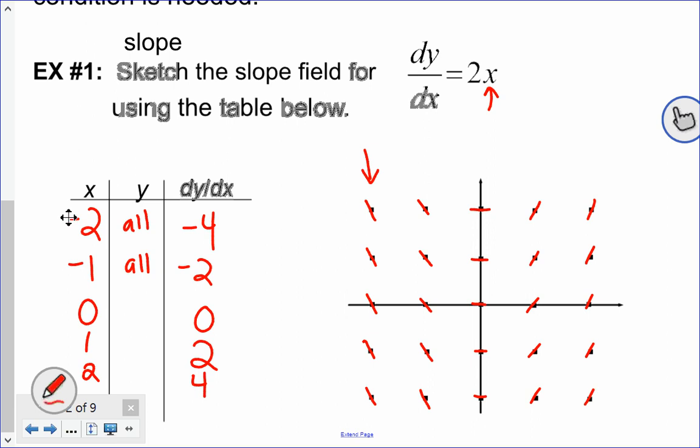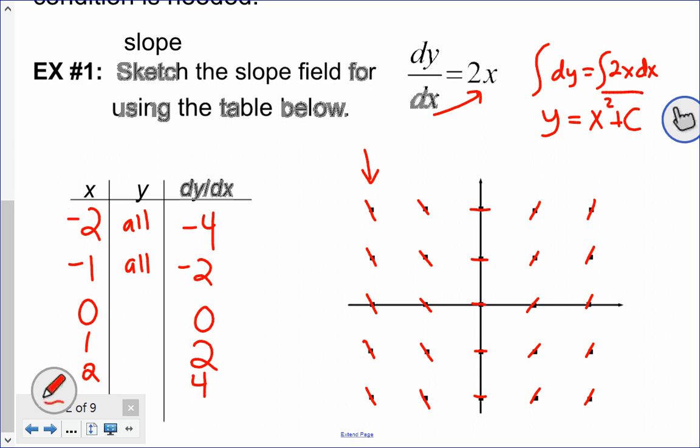Well, if we actually go through and solve this really simple differential equation by the method that we just did, we would get the integral of dy equals the integral of 2x dx, because we're just going to separate the variables. Integral of dy is y. Integral of 2x is x squared, and then plus a constant. So the solution to this differential equation is y equals x squared plus c.